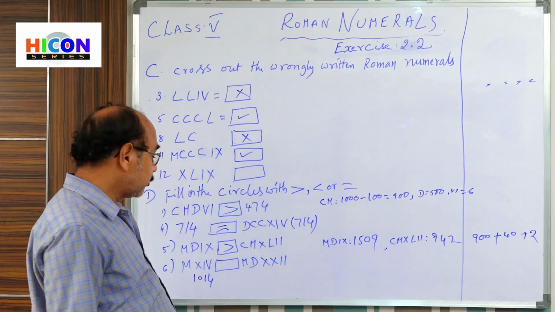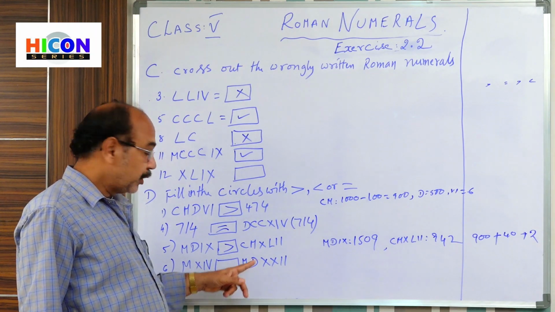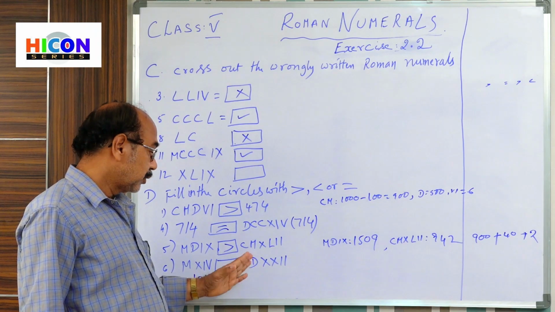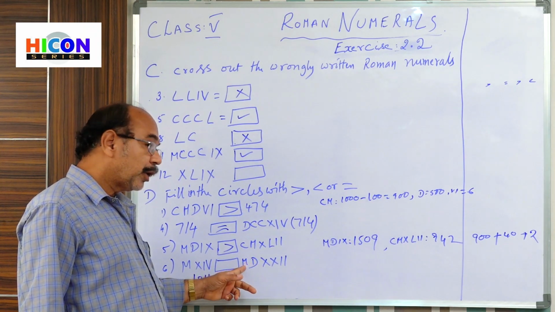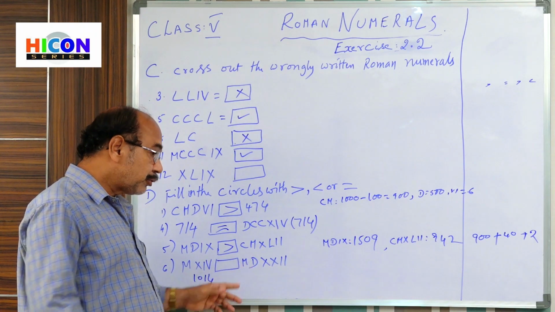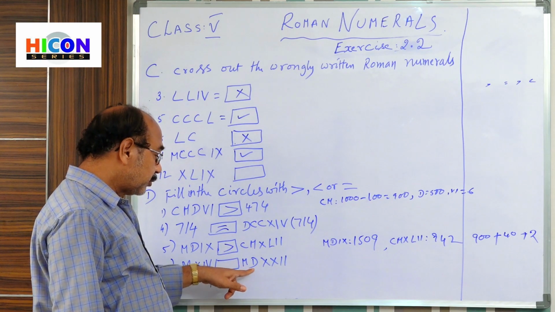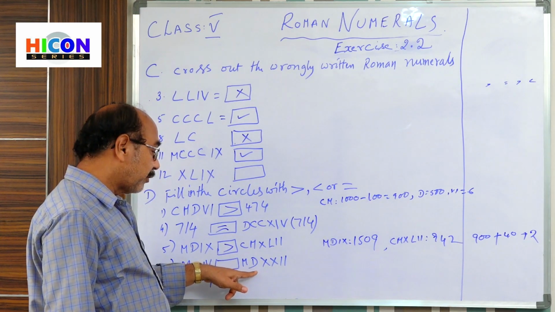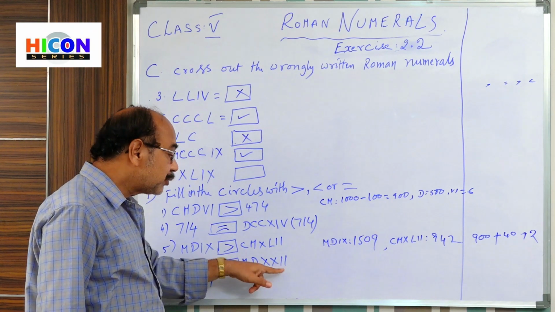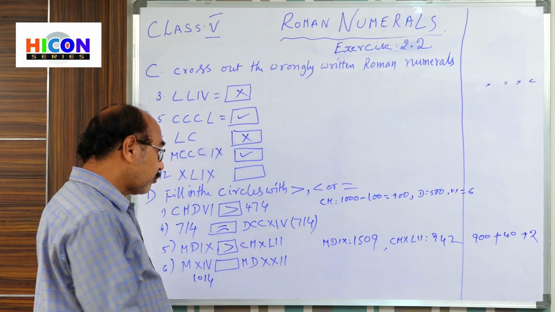MDXXII. MD means what I told you. M for 1000, D for 500. 1000 plus 500, added. Why? Because D is small, M is big. The small number symbol is placed to the right side of the big. That's why added. 1000 plus 500, 1500. 1500 plus here double X is there, 20, plus 2. So 1522.